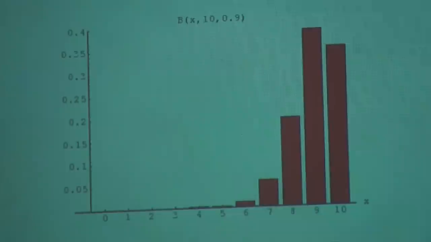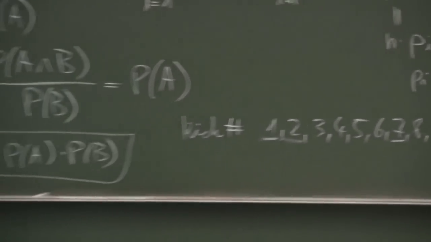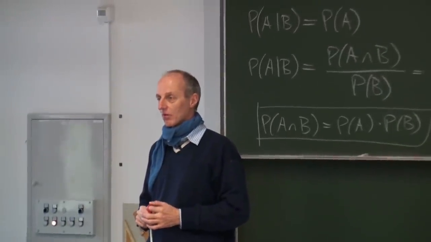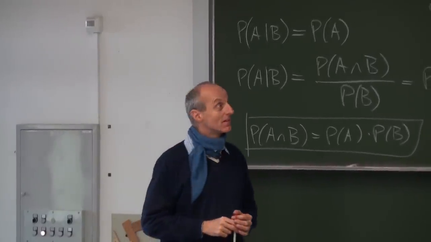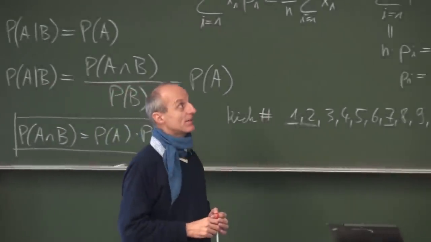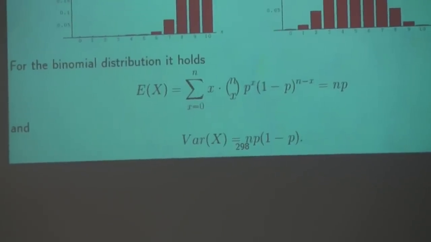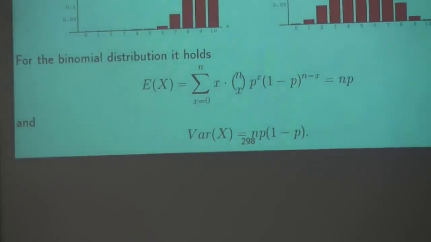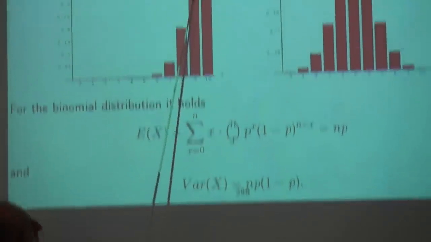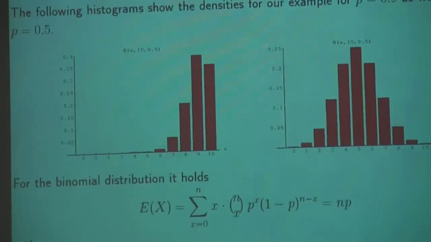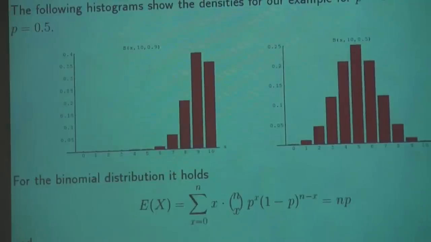But a different question is, what is the expected value of the number of goals this guy will score? If there are 10 kicks, then here we have the formula for the expected value. The result is n times p. 10 times 0.9 is 9. And that's quite interesting. So here, the maximum and the expected value are at the same place. I mean, that occurs sometimes for some distributions, but not always.